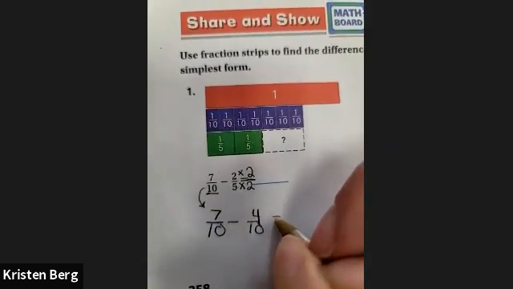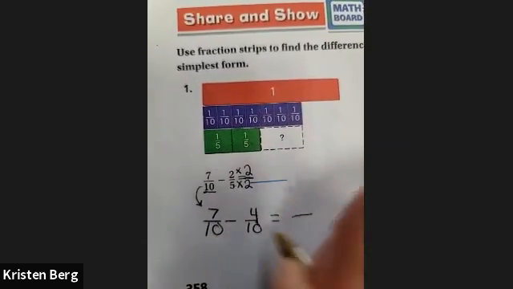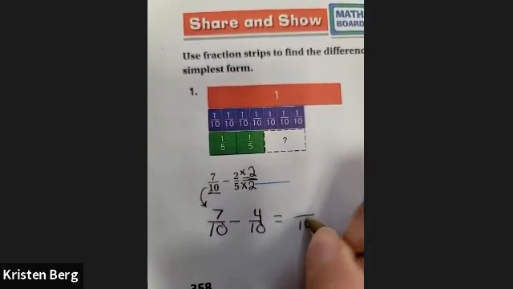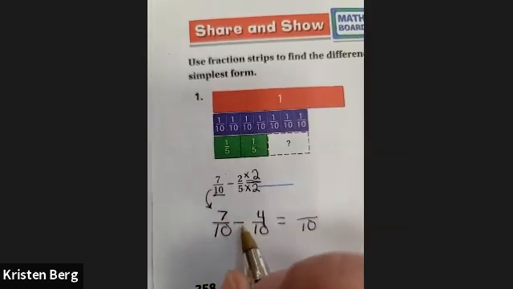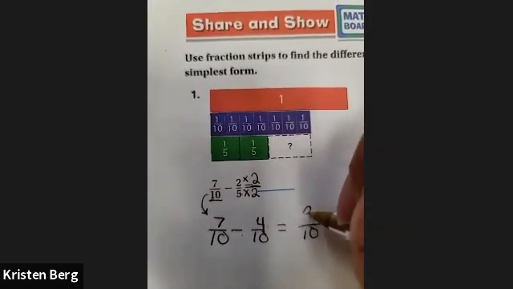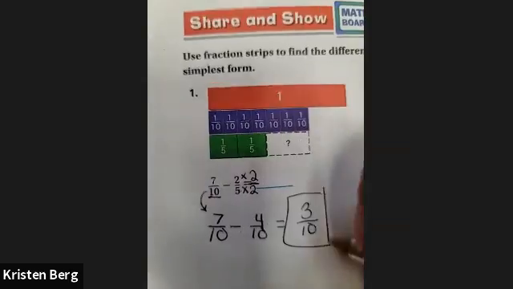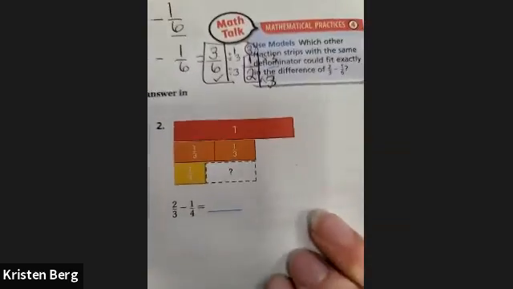So now I can go ahead and subtract. My denominator will still stay the same. What is 7 minus 4? That would be 3. So therefore my answer is 3/10.